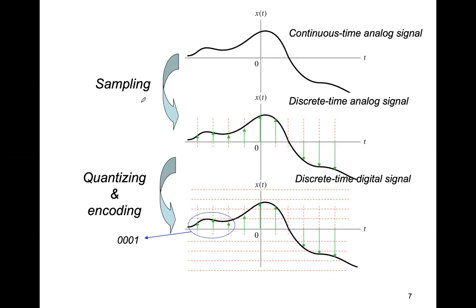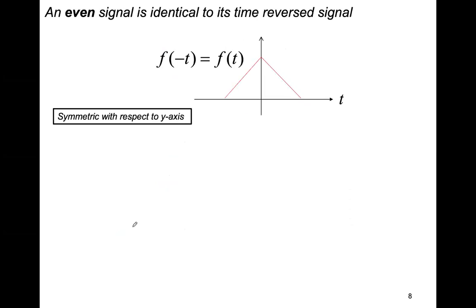And when we talk about the difference between continuous time, discrete time, and digital signals, here is an explanation of that. We sample the continuous time signal, and we have a discrete time analog signal. Then we convert them into digital signals by giving them some codes, code words, using quantizing and encoding. Each value will have some bits, zeros or ones, as I mentioned to you last week. So let's try to talk about even and odd signals.